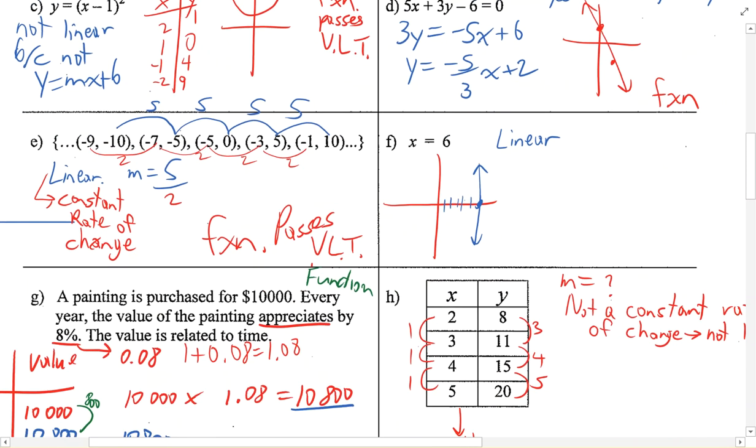Next one, is it a function? No, it's not a function. Okay, it fails the VLT. It is a vertical line. Okay, totally fails the VLT. That's the only one that does. Okay. Unless you get into some circles and some other funky junk. All right. Any questions?